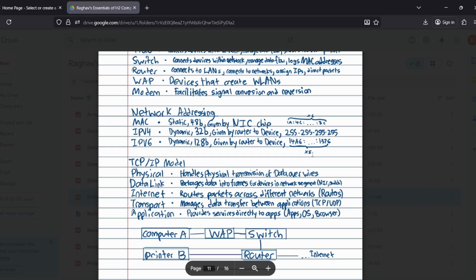So firstly, you have the physical layer, which is about physical transmission of data over wires. Then the data link layer, which repackages data into frames, small frames for devices in the network segment. So things in this layer are the NIC chip and the switch. Then you have the internet layer. They route packets across different networks. So it's like your routers.